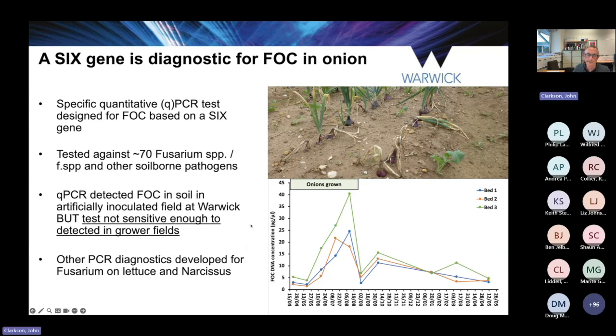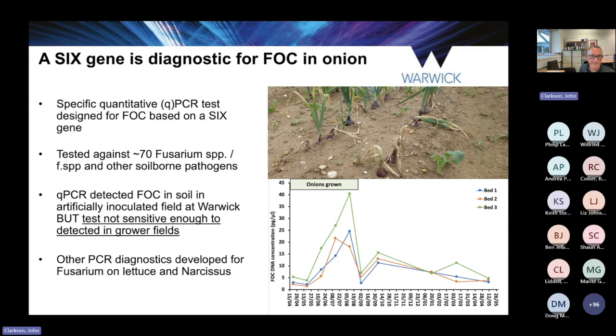So all good, and we thought we'd done a good job there. But when we actually went to use this qPCR and test it on grower fields, we couldn't detect FOC pretty much anywhere. So we concluded that really this PCR test wasn't sensitive enough. So we needed some way of increasing the sensitivity.